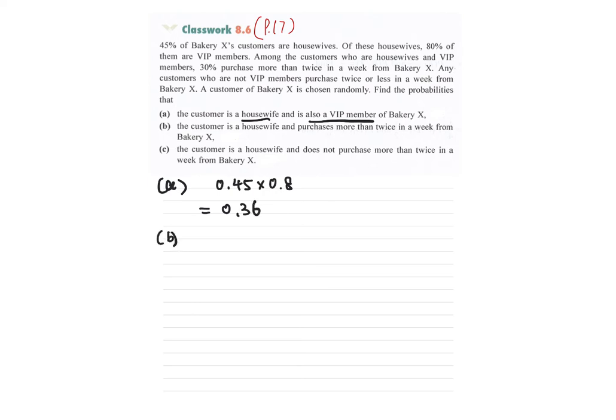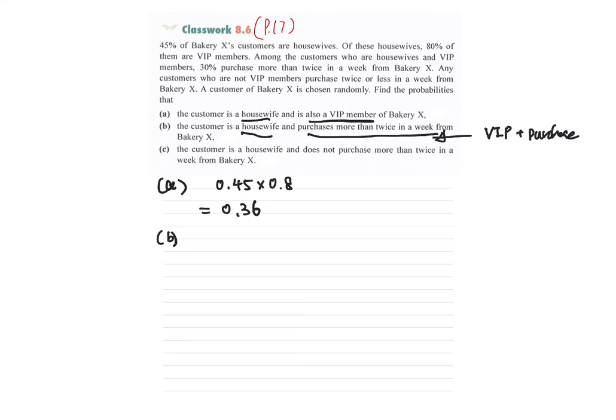And part B is that the customer is a housewife and purchases more than twice in a week from Bakery X. Because she purchases more than twice in a week, it means she is a VIP member. So it must be a VIP first. So this is for part B.